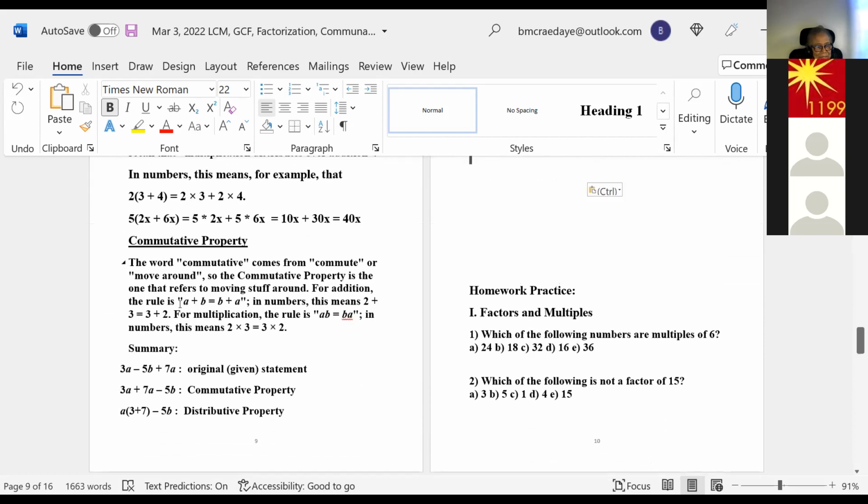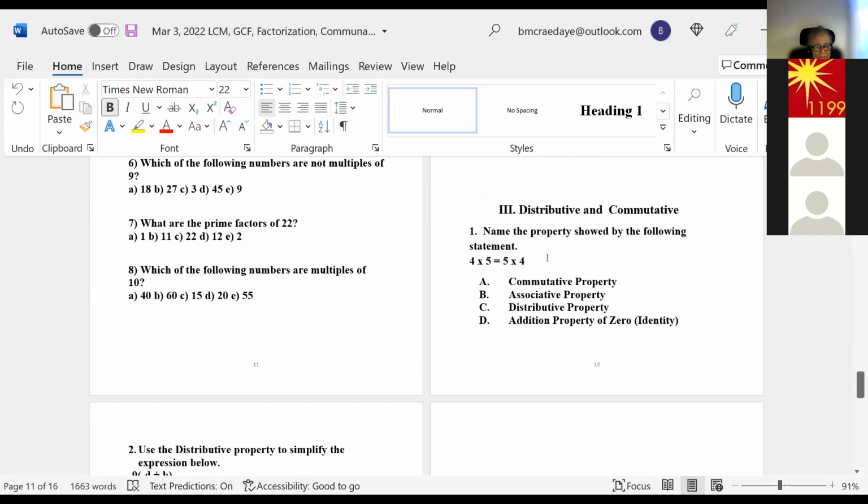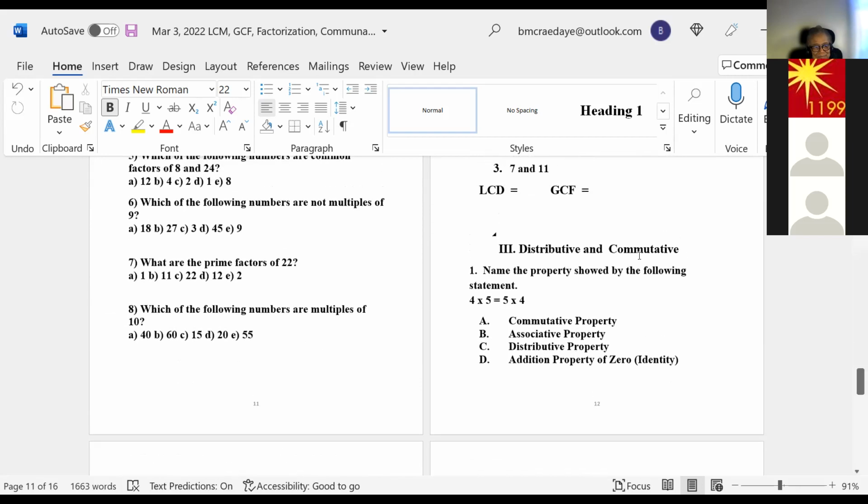And commutative is just you switching the order around, right? You're switching the order around. Isn't this one just switching the order around? Yes, 4 times 5 is 5 times 4. Got it? It's not distributive. You're not multiplying something by something within a parenthesis. You're just switching the order. 4 times 5 is 5 times 4. Commutative. Right there. Any questions on anything we went over?